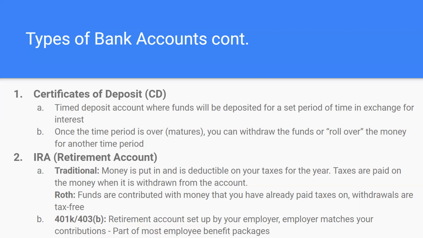You may have heard the concept of an IRA. It stands for Individual Retirement Account, and there are kind of 3 types that exist. There's the traditional IRA, which is where money is put in and it is deductible on your taxes for the year. And then when you take the money out when you're retired, that is when you pay taxes on the funds. And then a Roth IRA is kind of the opposite, where when you put the money in, it is money that you've already paid taxes on. And then when you withdraw the money when you retire, you don't have to pay taxes on the money because you already paid it once when the money went in.